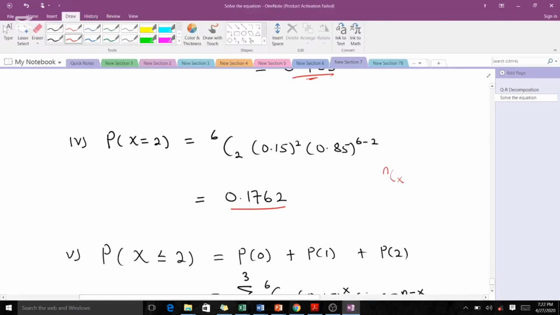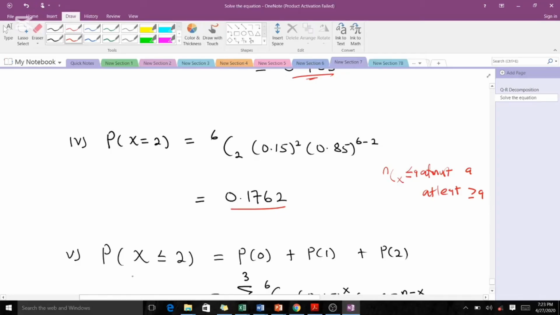Okay, the next question says, what is the probability that there are at most 2 men with high blood pressure? So we have at most and also at least. When you say at most A, it means A and everything less than A, in the particular range we are considering. And at least A means A and everything above A. So at most is the same as less than or equal to, and at least is the same as greater than or equal to A.